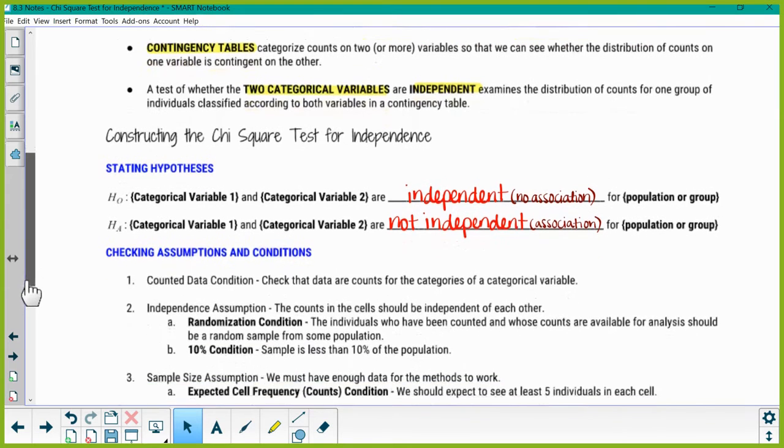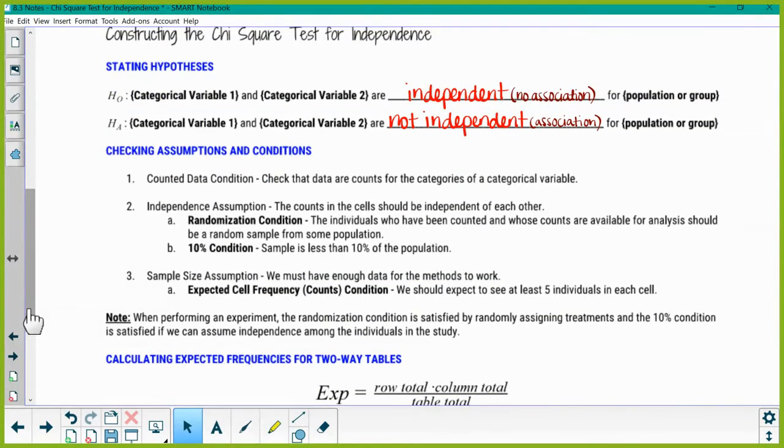Now, assumptions and conditions are going to be exactly the same. Again, first, before you even begin any of these tests, you are going to want to make sure you're dealing with counts. The only way these chi-square tests work is if it's with categorical data. And then we are going to go in and check our randomization, our 10%, and our expected counts conditions. These are the three we've been doing so far for all chi-square tests, and it's the same three that we are going to carry on in the test of independence.